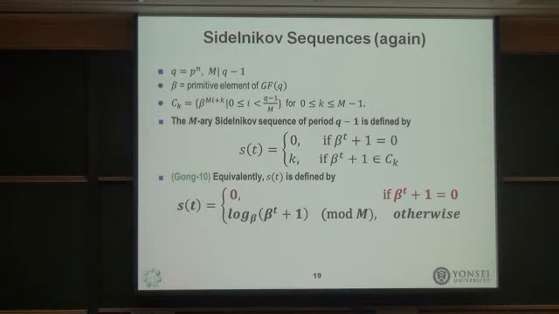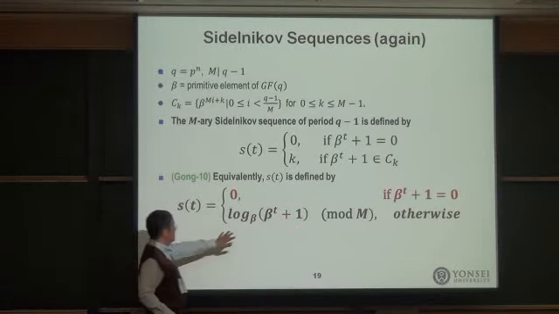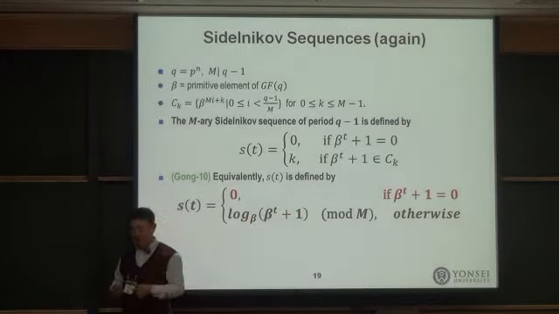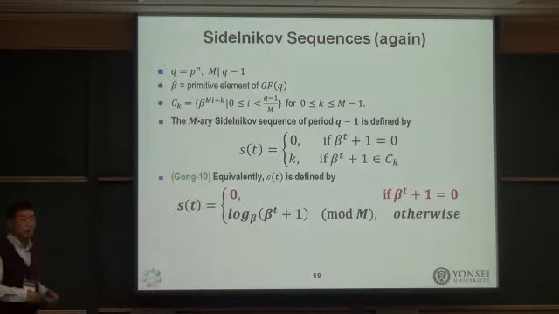she neglected this part, the red part in her paper, because it's just one trivial case. But anyway, this is necessary. Otherwise, if beta to the t plus 1 is 0, the discrete log of 0 is not defined anyway. Usually this discrete log value belongs to the integers mod q minus 1. So in order to reduce that down to an M-ary sequence, we just take mod m. So that's a very simple explanation.